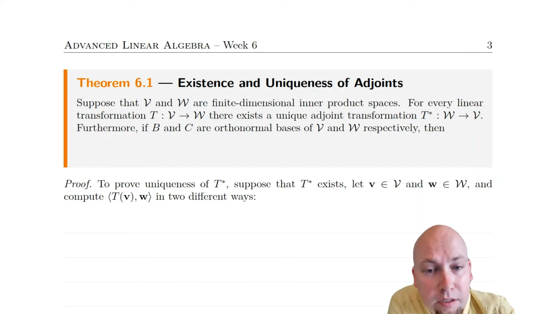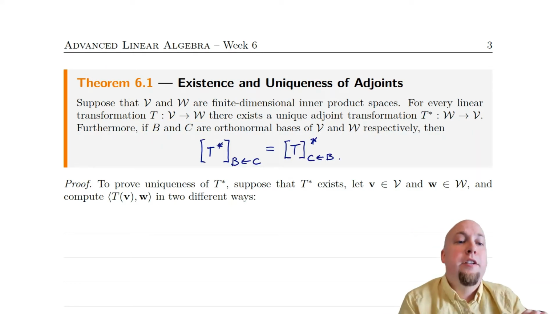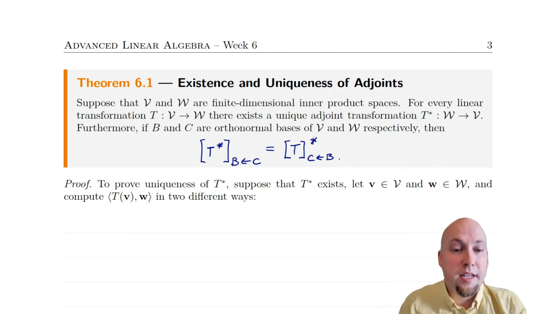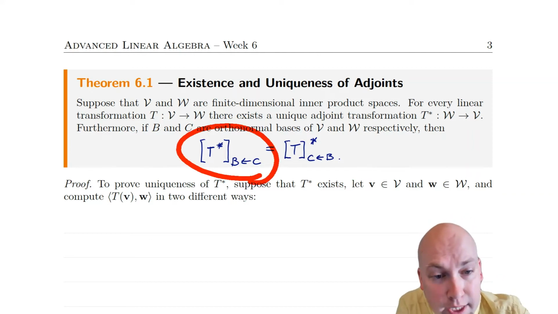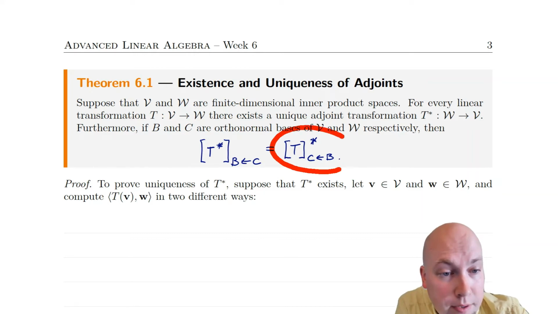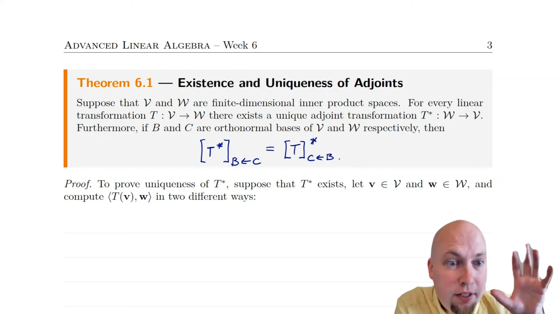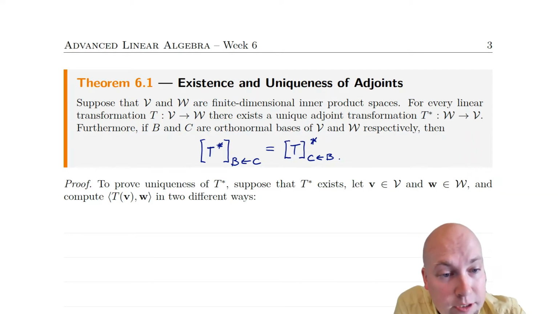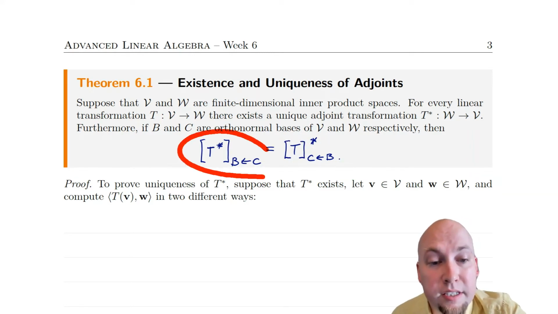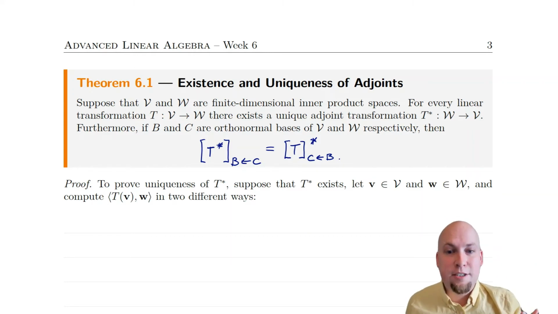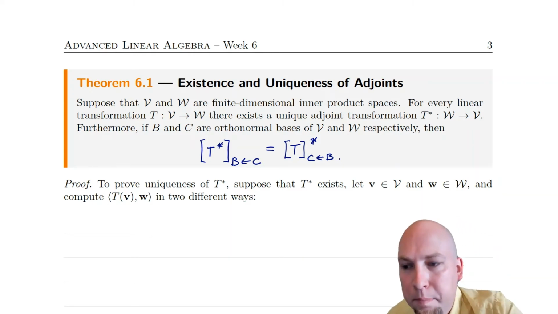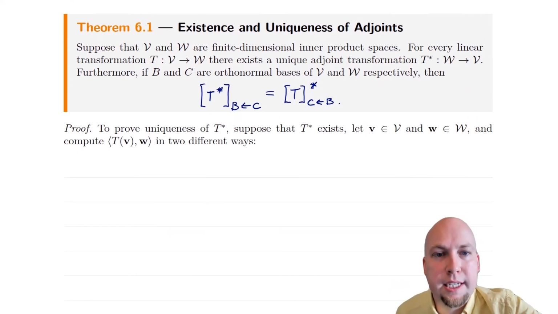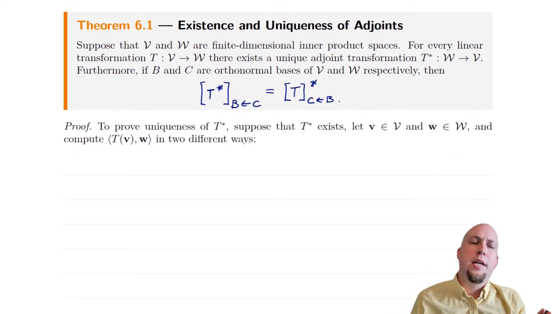The way that you compute it is you pick any old orthonormal bases B and C of the input and output spaces. Then you can compute it in terms of standard matrices. The standard matrix of the adjoint is equal to the conjugate transpose of the original standard matrix. So you compute the standard matrix of T itself, then you take its conjugate transpose, and boom, you've got the standard matrix of the adjoint. All right, so let's see how we prove all of this. Where does all of this come from? The first thing that we're going to do is prove uniqueness.